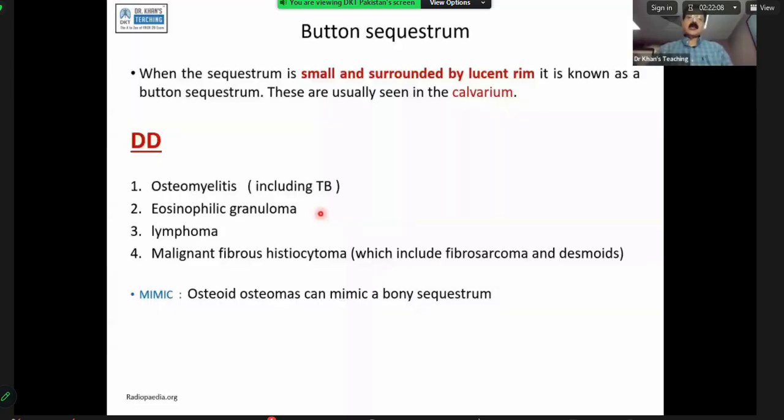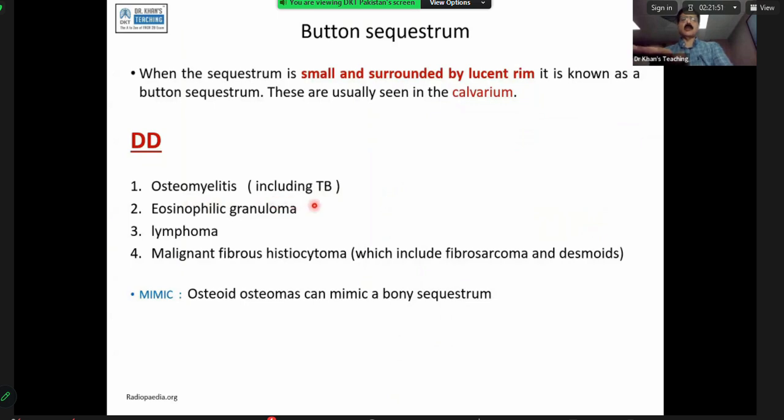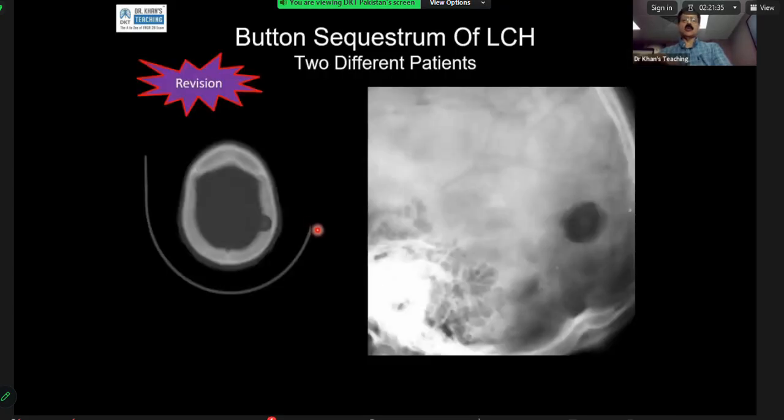So the key point is this differential diagnosis. Take a screenshot of this. Remember this. Button sequestrum. Nobody will say LCH as the first one. You will say that this is a chronic osteomyelitis. It can be including TB. Then LCH. And rarely, these two tumors, lymphoma and malignant fibrous histiocytoma, and you will see them in the long bones. They can have sequestrum. But the one in the skull is what I really want you to remember. This one, LCH and chronic osteomyelitis.